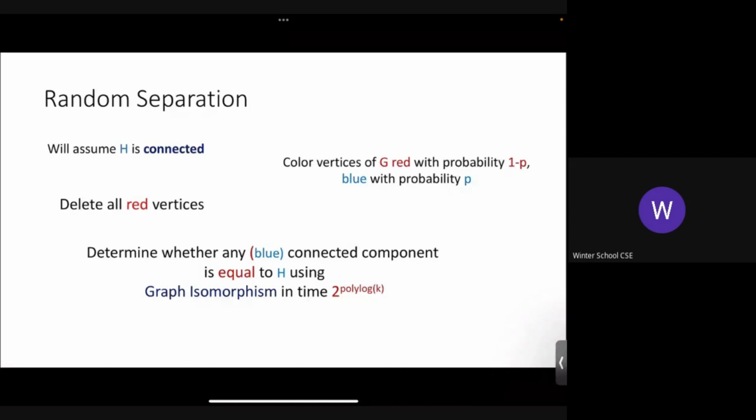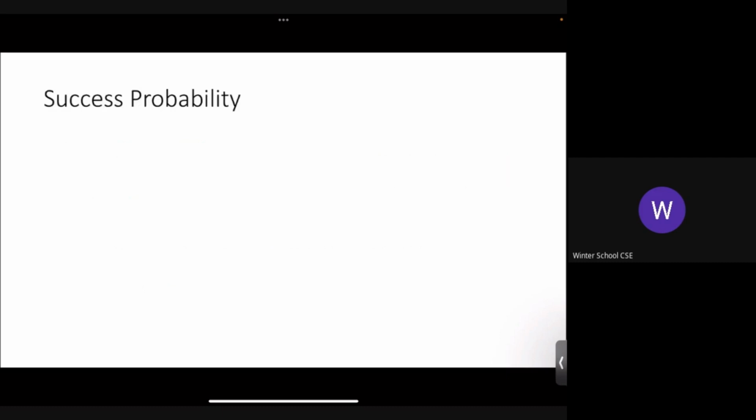Once again, the algorithm is very simple. I color my graph in two colors, I assign different probabilities to different colors, and then I remove one color. I claim that at least one of the components in my graph should be isomorphic to my graph H. That's the algorithm. The only things we have to verify are, first, that the algorithm is correct, and second, that the running time of the algorithm is FPT.